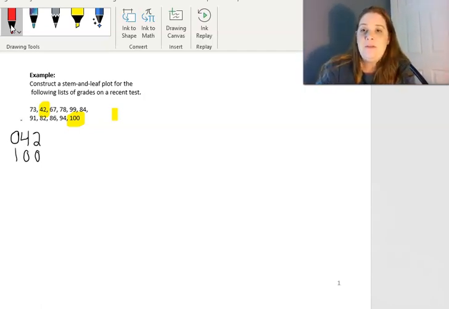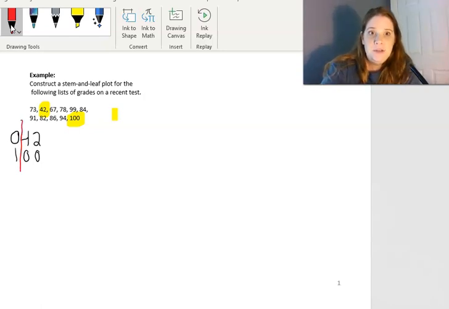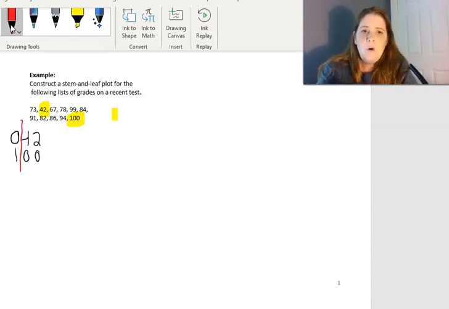So I'm going to start off and I'm going to think, what if I used the hundreds place as my stem? What would that look like? So that would give me stems of 0 and 1. That's not enough stems. That's only 2 stems. All right, so that's not going to work.